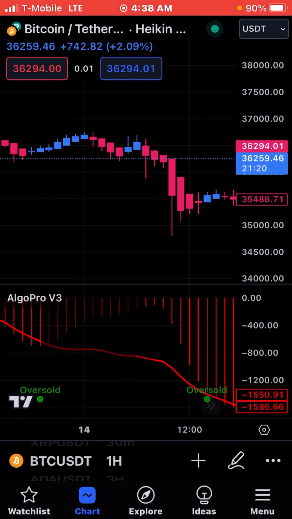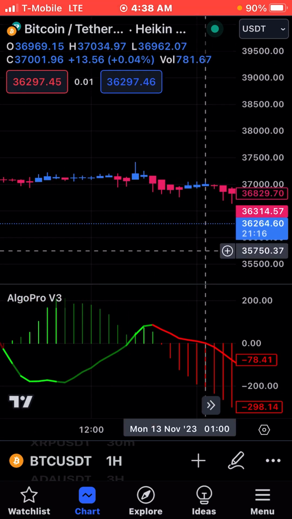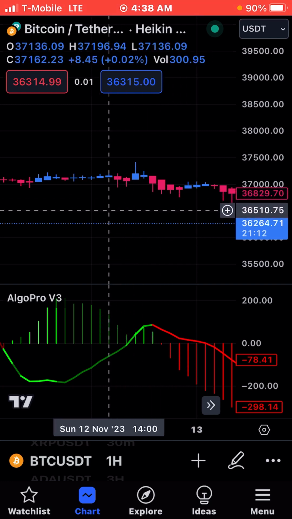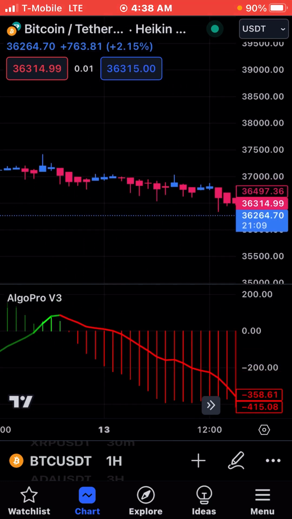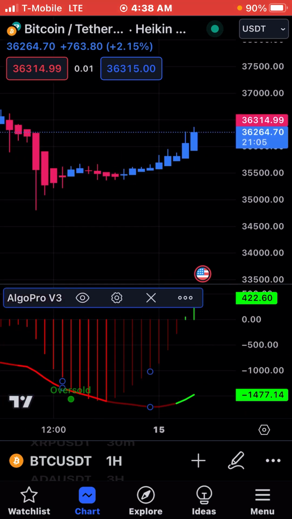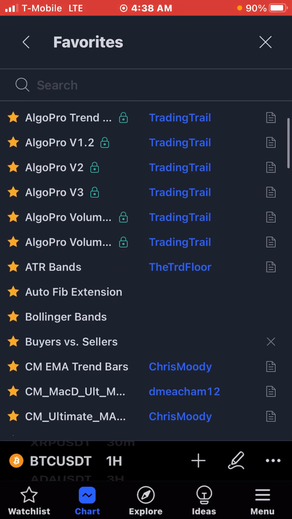And the same thing goes for the green. When the green is in the dark green, like right around here, I would look for moments of it getting to dark green but being small for the trend change. So that is the AlgoPro version 3. So let's look. I think there was volume. Let's check out volume.